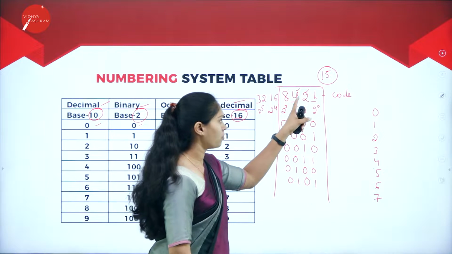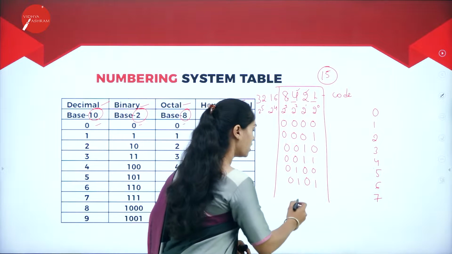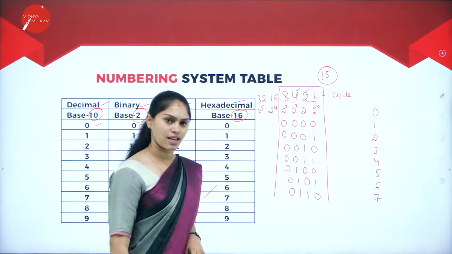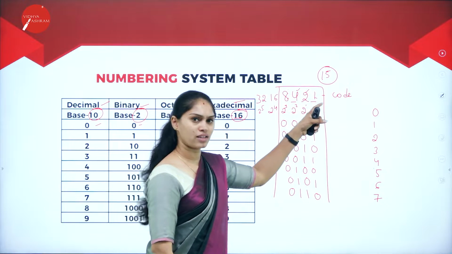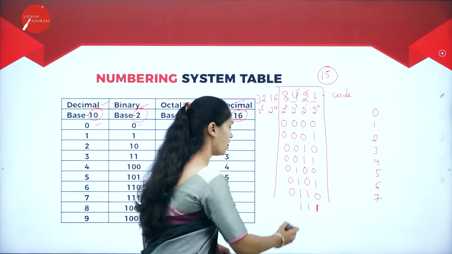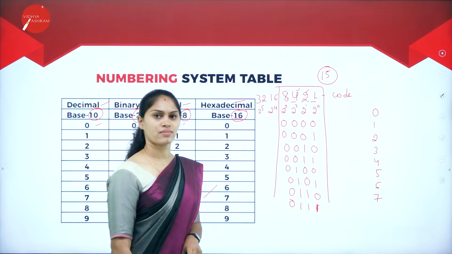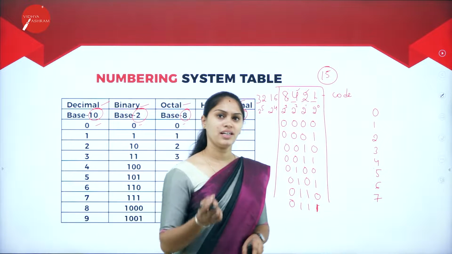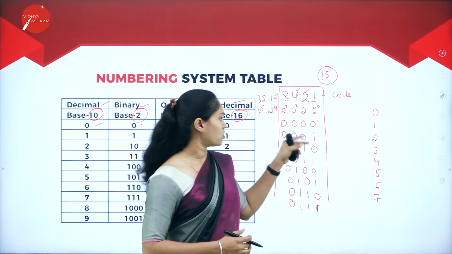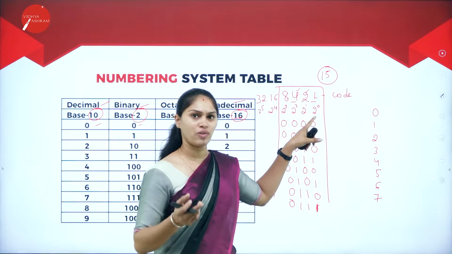For 6, 4 plus 2 will become 6, right? So for 4 and 2, I am going to put 1, and the remaining two values become 0. For 7, 4, 2, 1. 4 plus 2 plus 1 becomes 7. So 1, 1, 1 and this becomes 0. Okay. It can be any number. It has to be represented with the help of binary code. So for that you have to follow the 8421 format.